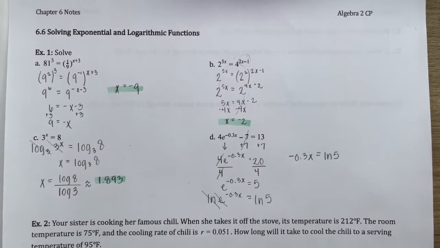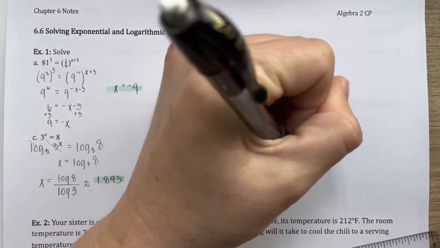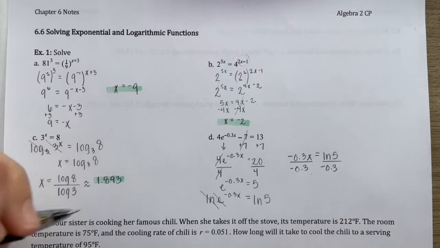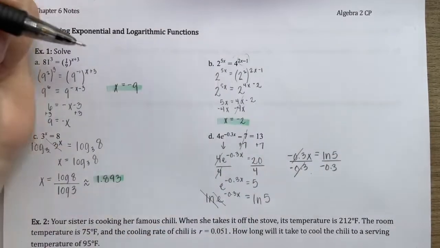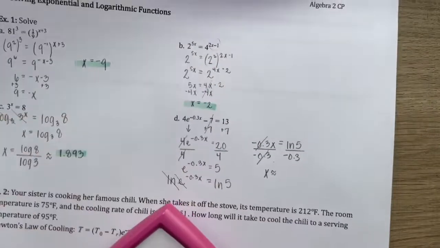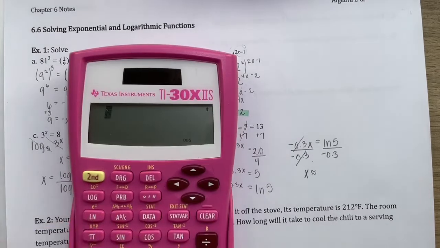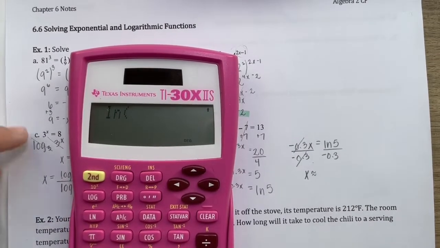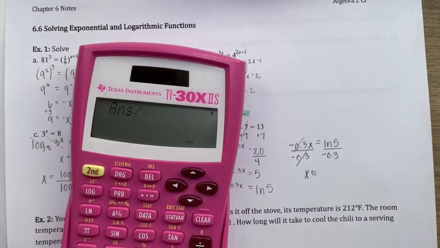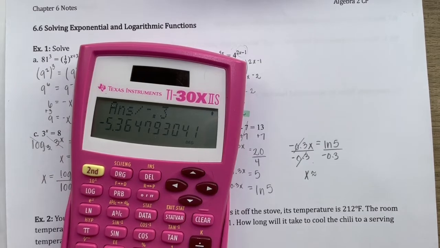Then if I want to get x by itself, I need to divide both sides by negative 0.3. And then finally I can divide natural log of 5 by negative 0.3. So for ln, still in the upper left hand corner, natural log of 5 divided by negative 0.3 is about negative 5.365.